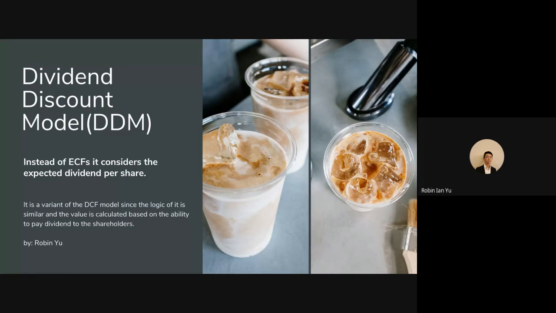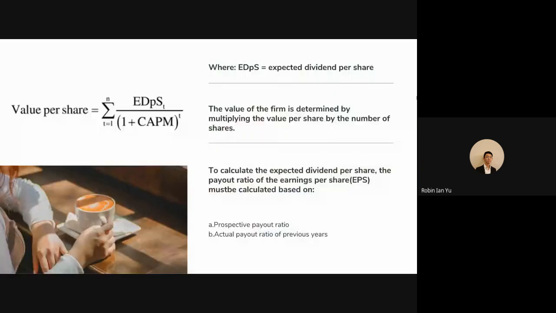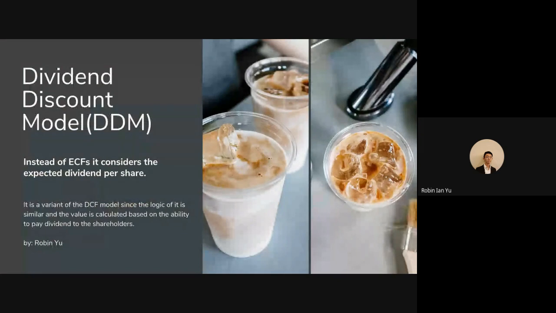So I'm here to talk about the dividend discount model. The dividend discount model is different from the discounted cash flow model, but it's similar. It's a variant where the DDM, or dividend discount model, calculates the value based on the company's ability to pay shareholders dividends. That means instead of expected cash flows, it considers the expected dividend per share. Next slide.